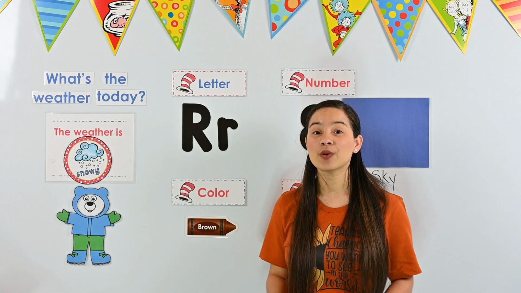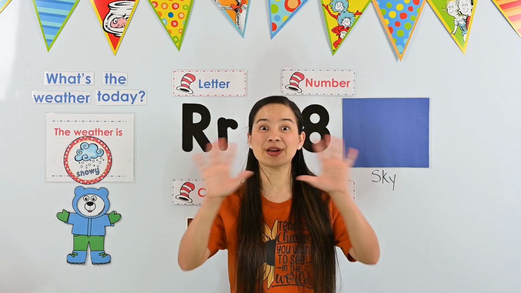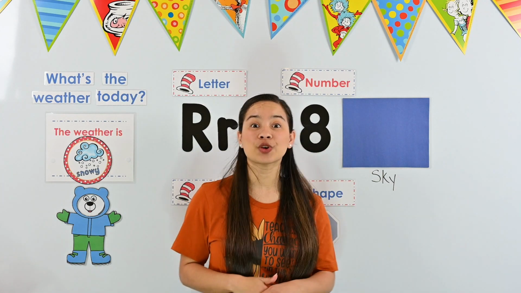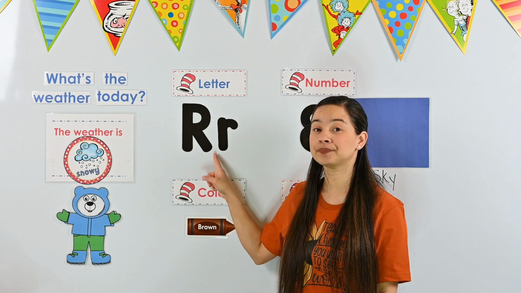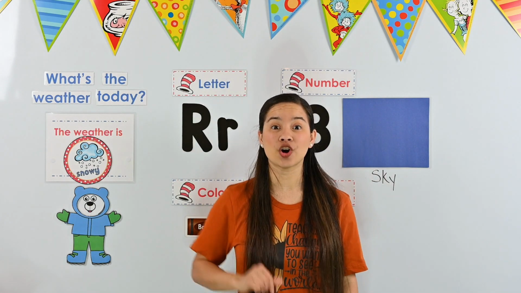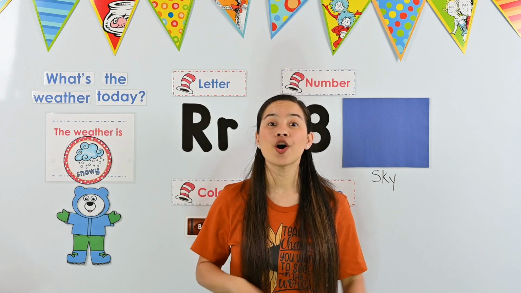Okay, now what I'm going to do is I'm going to show you a letter. It's going to be on the screen. And you'll give me a thumb up, or you can say yes if it's an R. If it's not an R, you'll give me a thumb down, or you can say no. Are you ready? Let's look at our first letter. Is this the letter R?